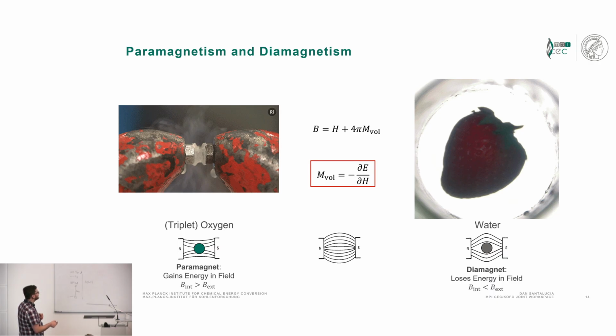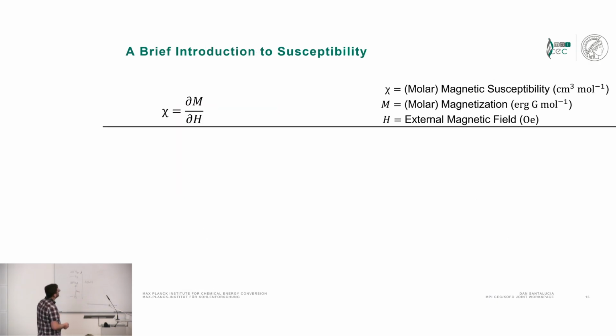But the key takeaway, as I said, is that a paramagnet gains energy in a field, a diamagnet loses energy in a field, so the volume magnetization is nothing more than just the first derivative of the energy with respect to field. That's it. That's really fundamentally what that quantity is.